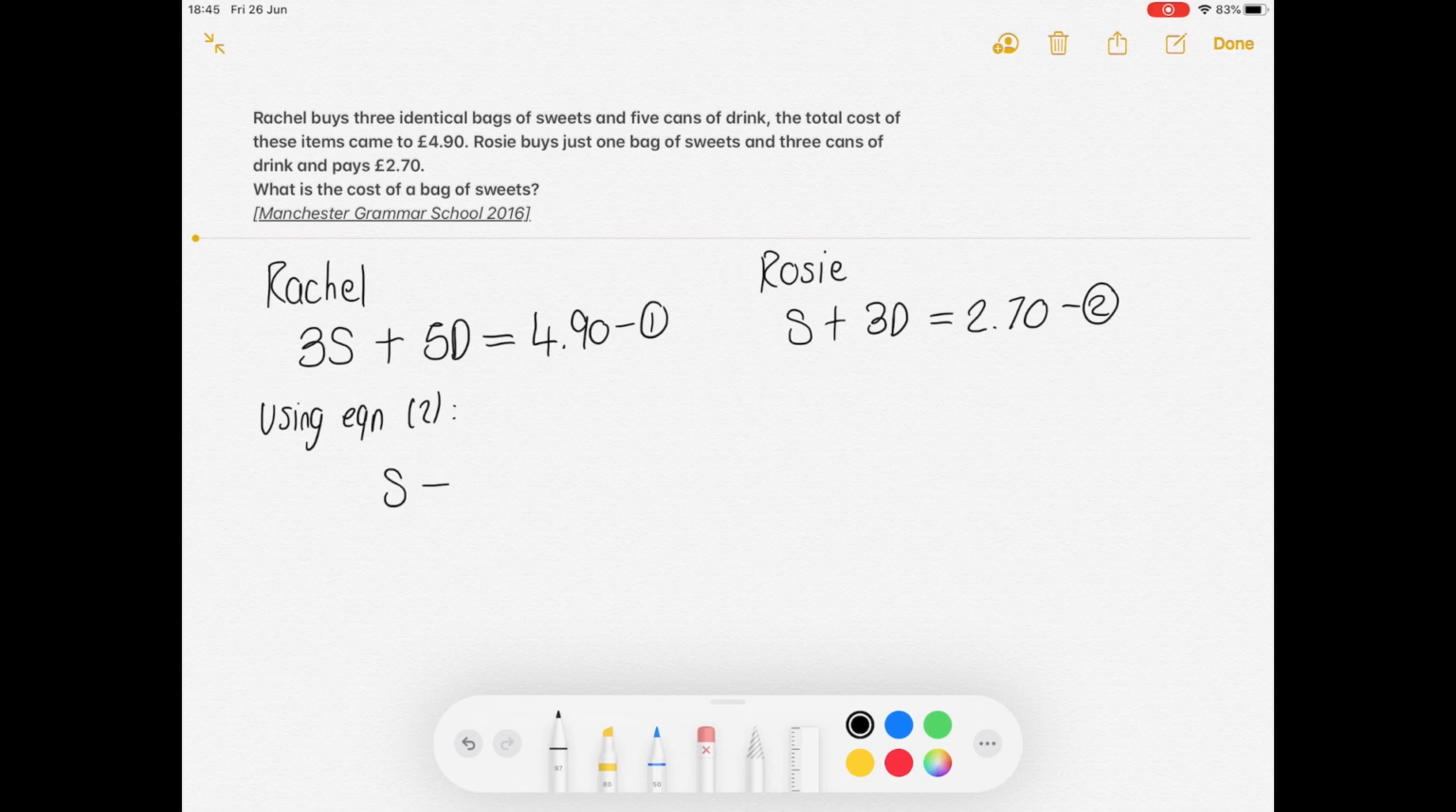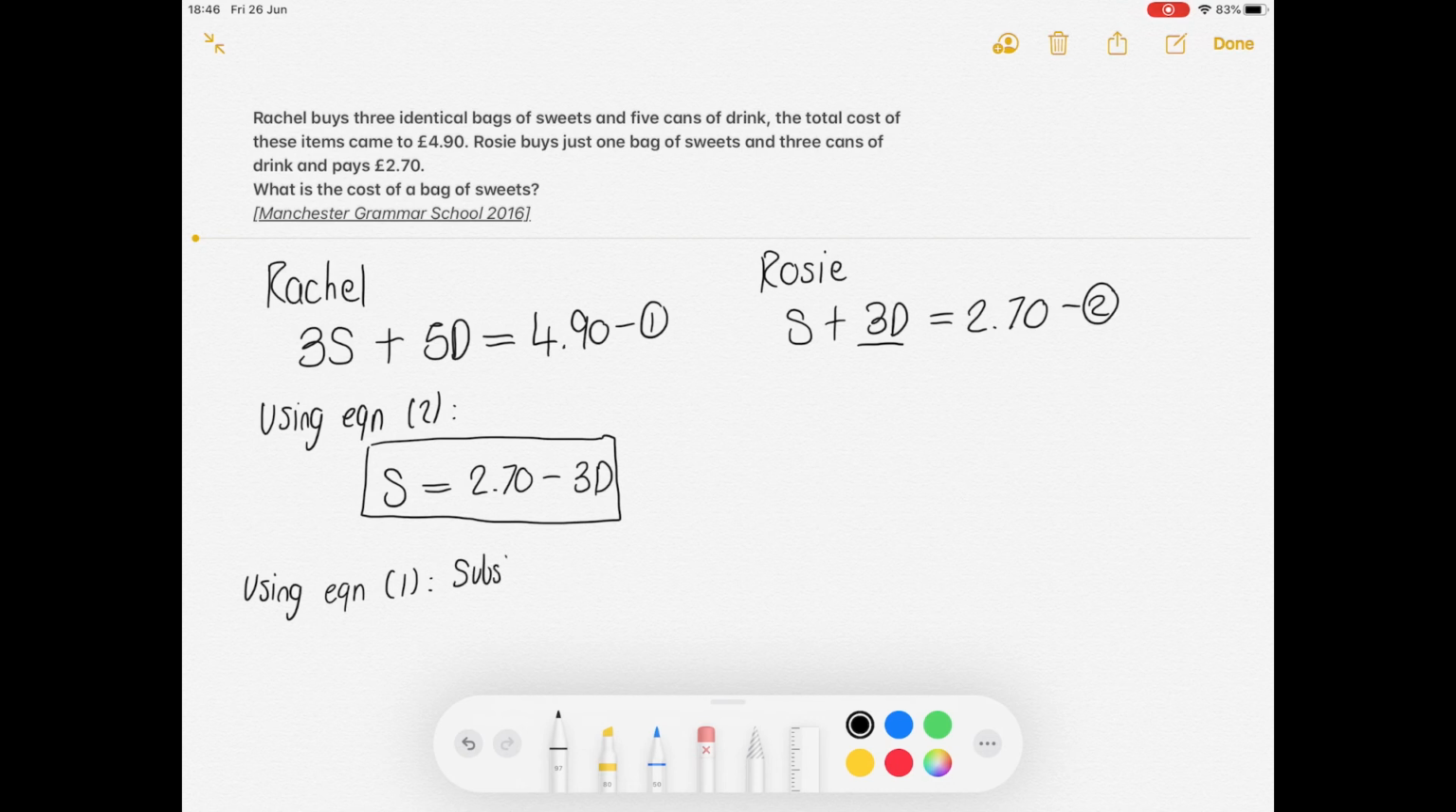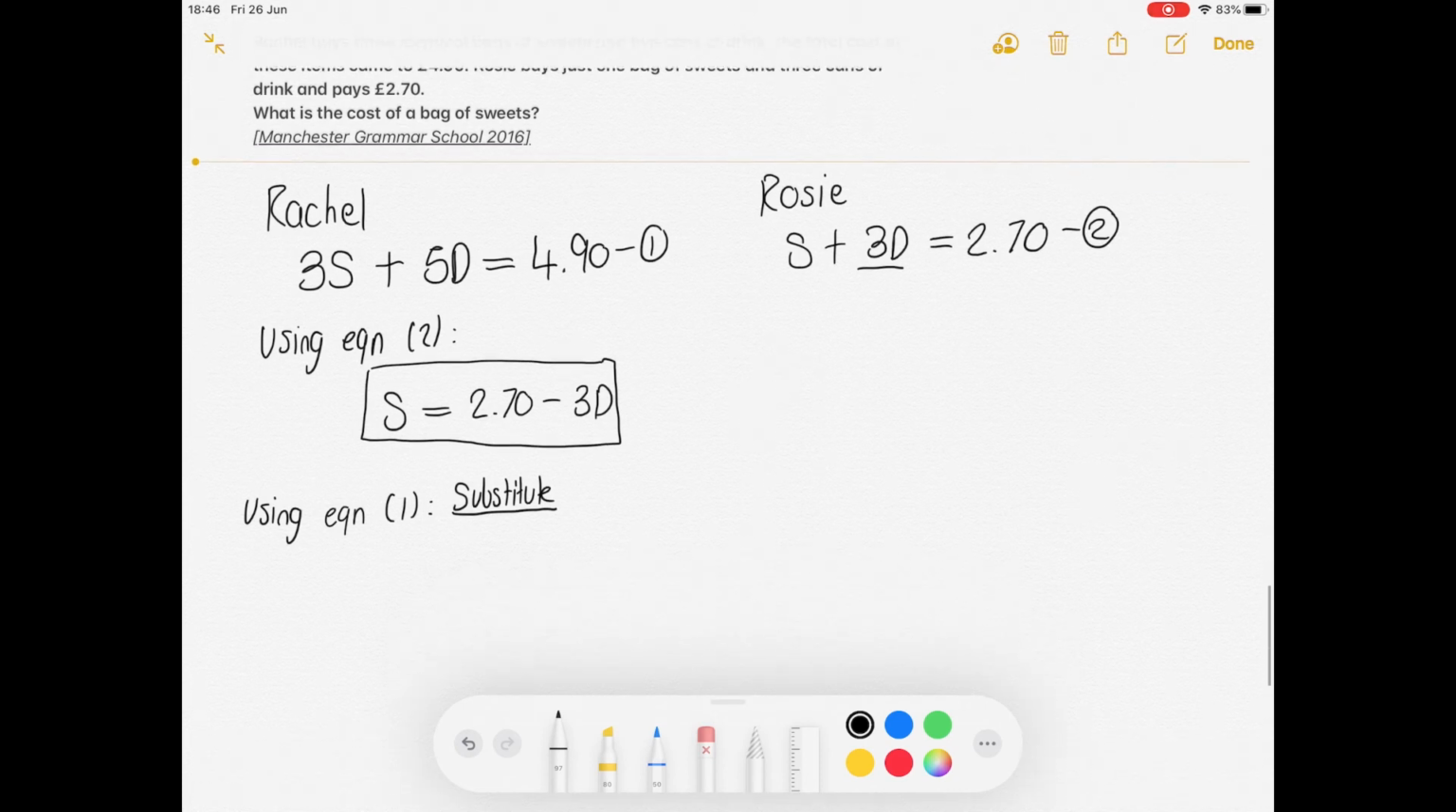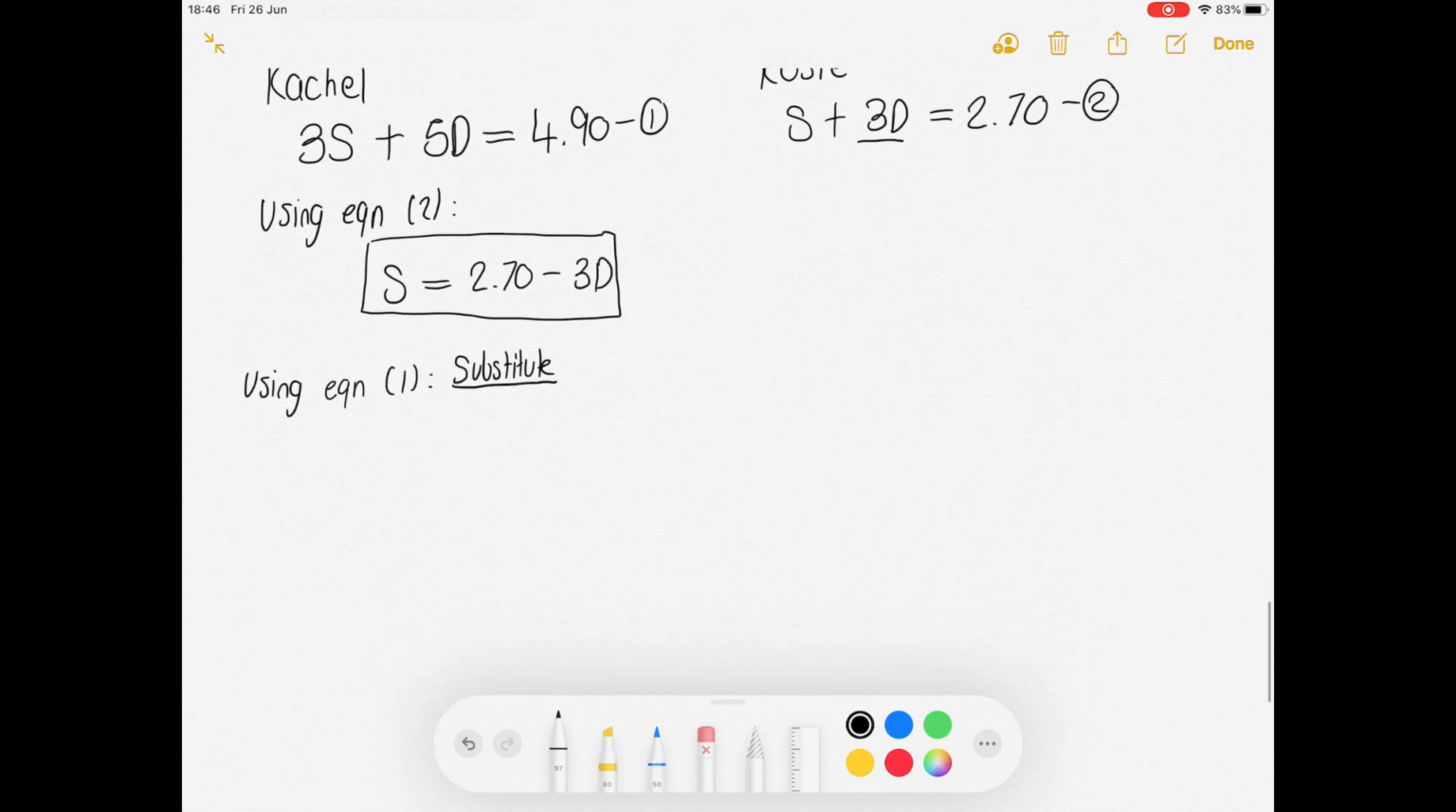So S equals, well, what's stopping me from having S on its own? It's going to be the 3D. So I'm going to take away 3D from both sides. That leaves me with S equals £2.70, take away 3D. And this now becomes our magic formula. So we need to remember this. So we use the equation that we didn't use, so using equation 1, and then we substitute. So anytime we see an S, instead of S, we're going to write £2.70 minus 3D.